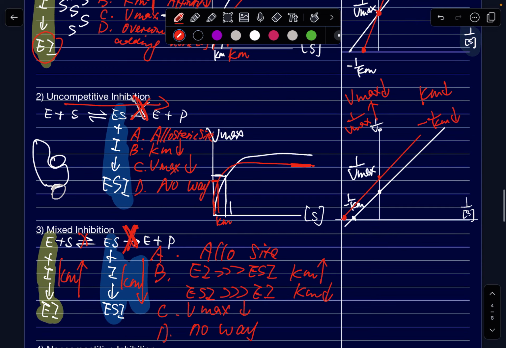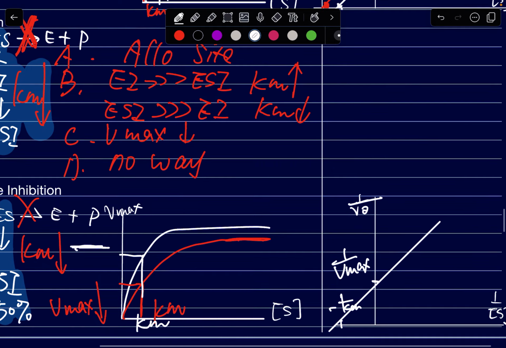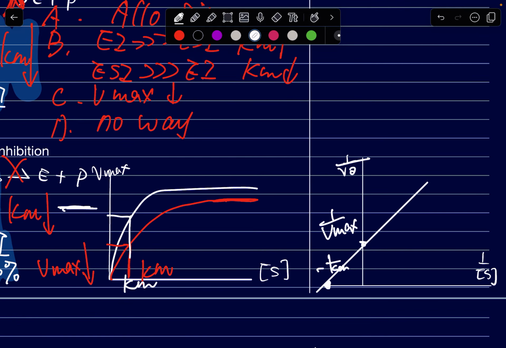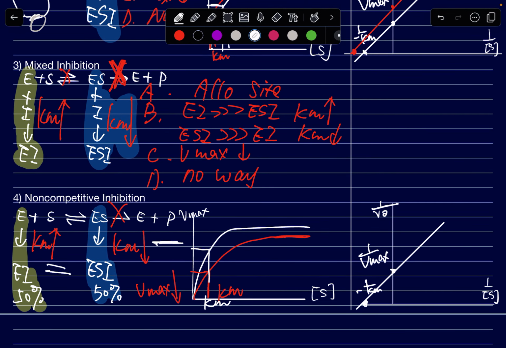All right. So let's do the last one, the non-competitive inhibition, okay? So once again, not to sound like a broken record, 1 over Vmax. And then let's say this is negative 1 over Km. So I plot a line like that, okay? So what about Km? Km in this case doesn't change, right? Km is constant, so negative 1 over Km will be constant as well, right? So I'll be here.